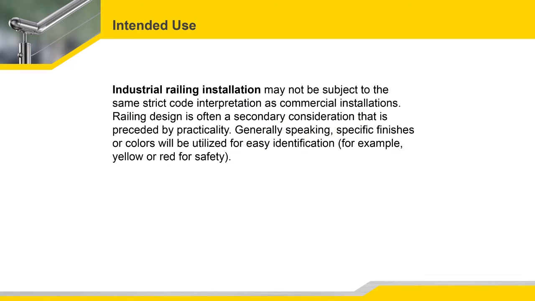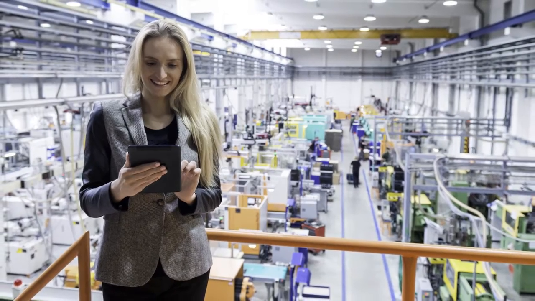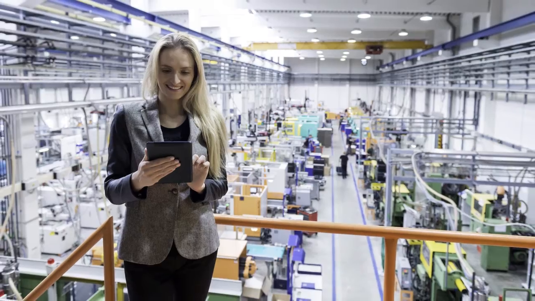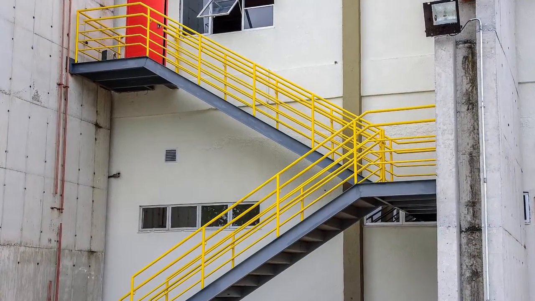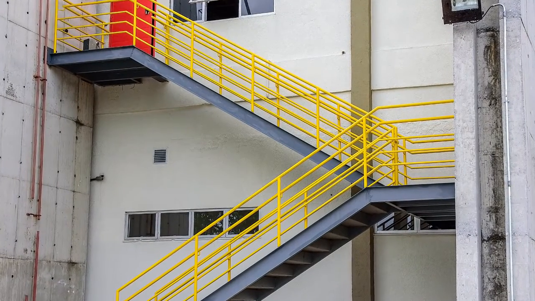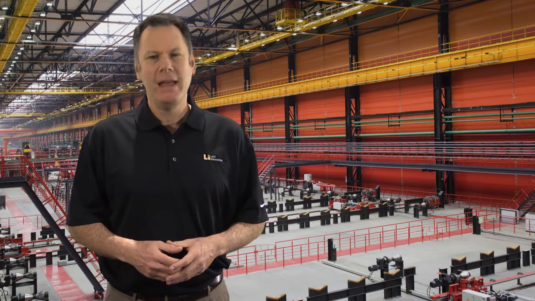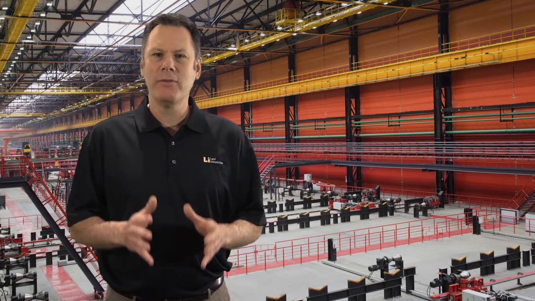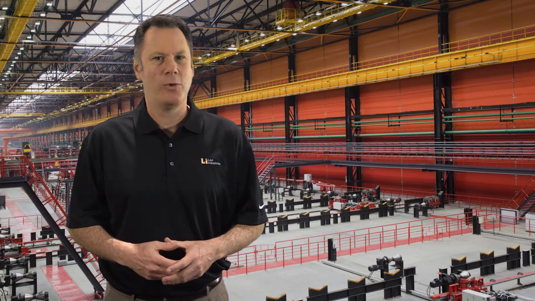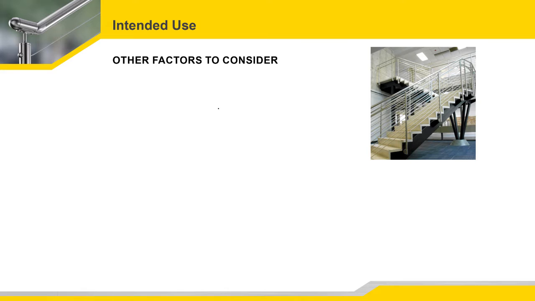Industrial railing installation may not be subject to the same strict code interpretation as commercial installations. Railing design is often a secondary consideration that is preceded by practicality. Generally speaking, specific finishes or colors will be utilized for easy identification, for example, yellow or red for safety. It's important to note that an industrial environment is usually subject to limited access by adult workers with safety equipment. Other factors to consider regarding the intended use of a railing system.